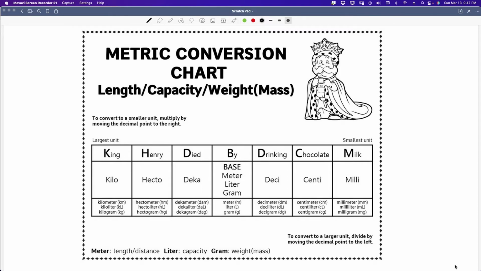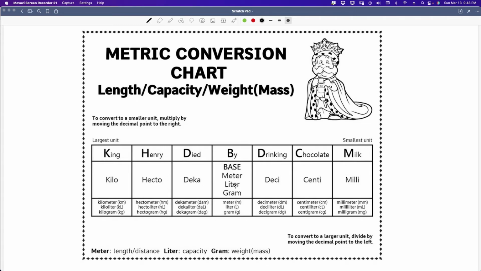Length, capacity, weight, mass. So the way to remember it is King Henry died by drinking chocolate milk. The K in king stands for kilo, which is the largest unit used in the metric system. Henry is for hecto, and then died is deca. By is your base unit. Meter, liter, gram.